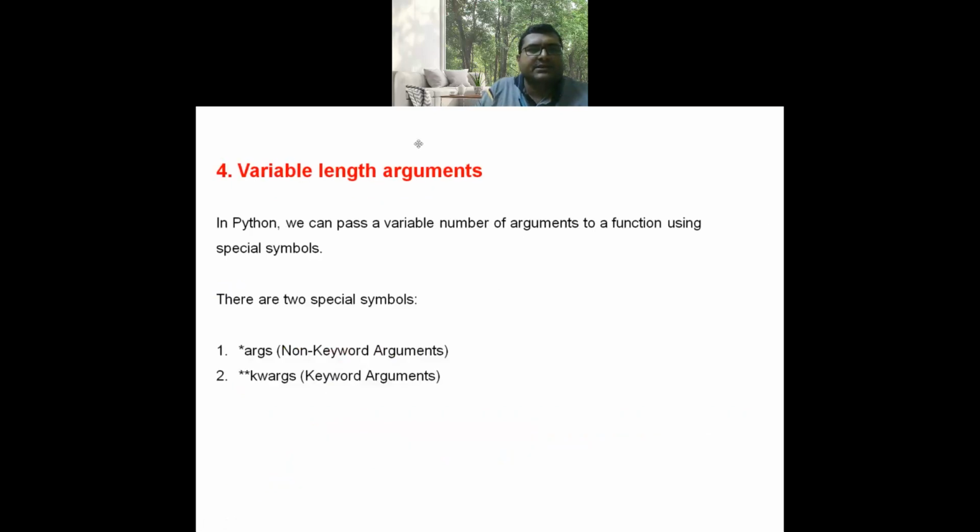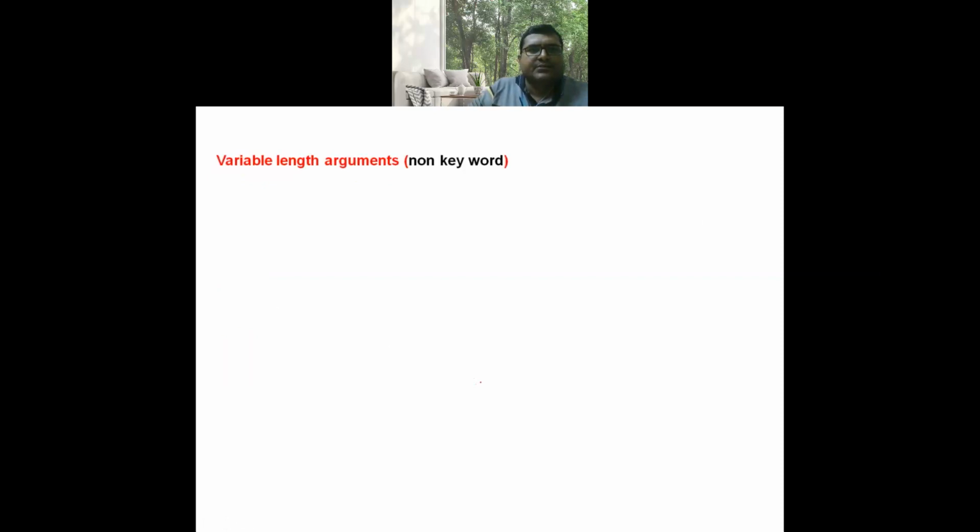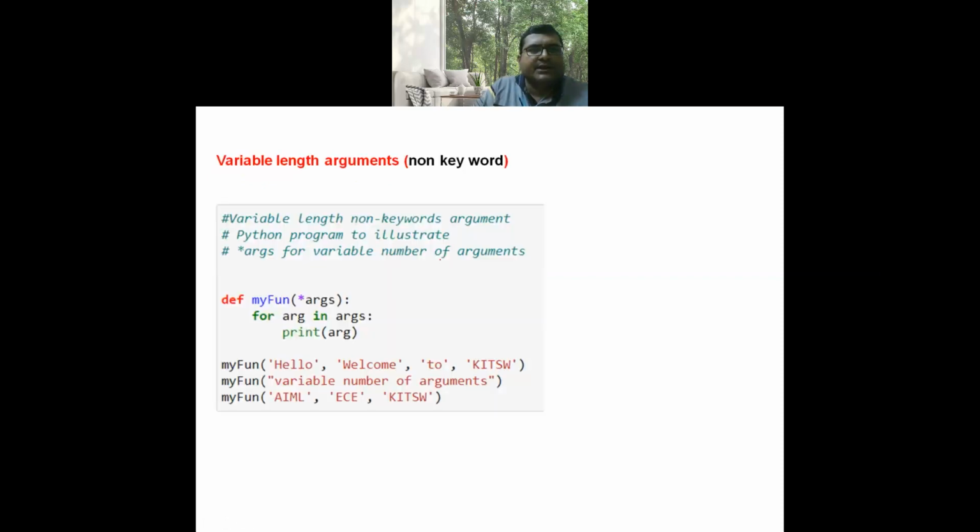The next is variable length arguments. There are two special symbols for variable length arguments. The first one is star args. We can pass non-keyword arguments. Double star kwargs is for keyword arguments. Now let us move to an example.